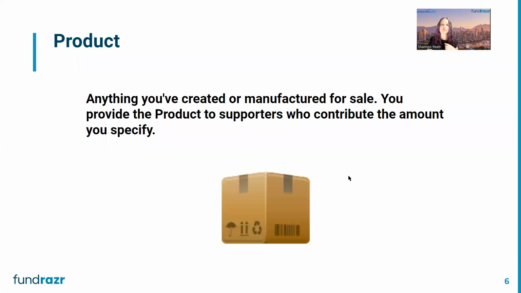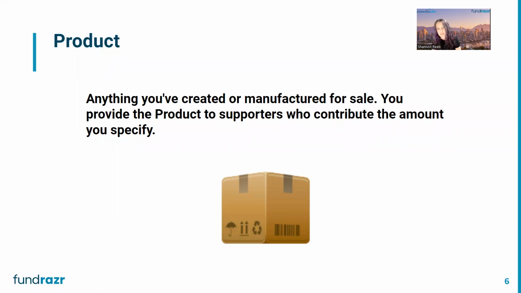The next one are products. So this is something that you've created or manufactured for sale. You provide the product to supporters who contribute the amount you specify. This is where you would have the approximate market value for your product. So a perk is, donate $100 towards our cause and we'll gift you a t-shirt. No, that t-shirt is not worth $100. It is just a gift in exchange for your donation.